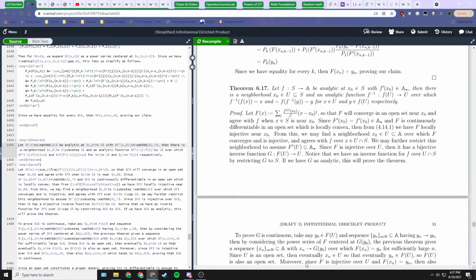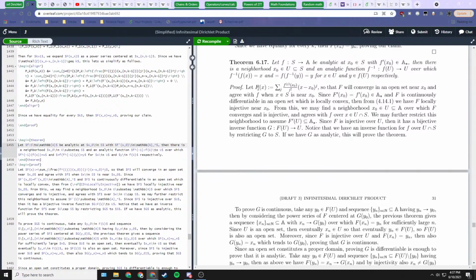Okay, so I think this is good. So we have this power series F that converges in an open set near x0 and agrees with F when x is in S and near x0. Since F prime is in A star, F is continuously differentiable in an open set, which is locally convex. So we have F is locally injective. From this we may find a neighborhood of x0, U subset A, over which F converges and is injective and agrees with F over this intersection U intersect S. We may further restrict this neighborhood to assume F prime of U is a subset of A star.